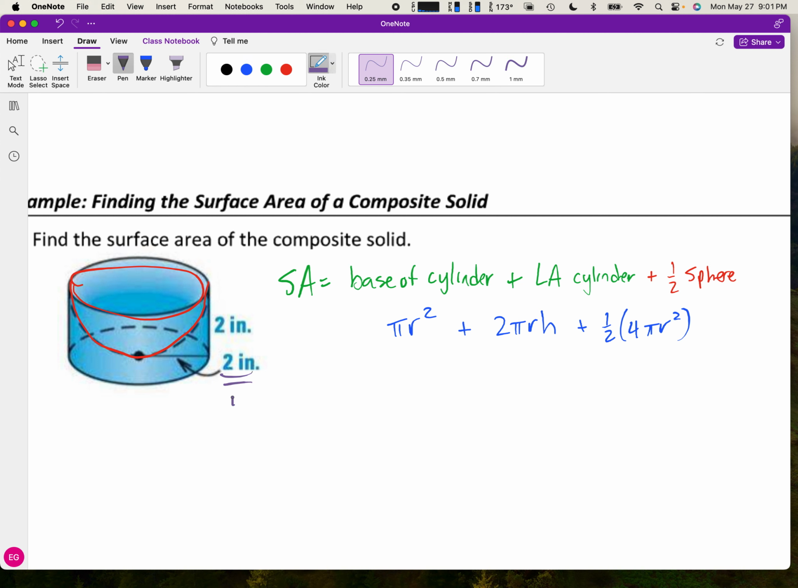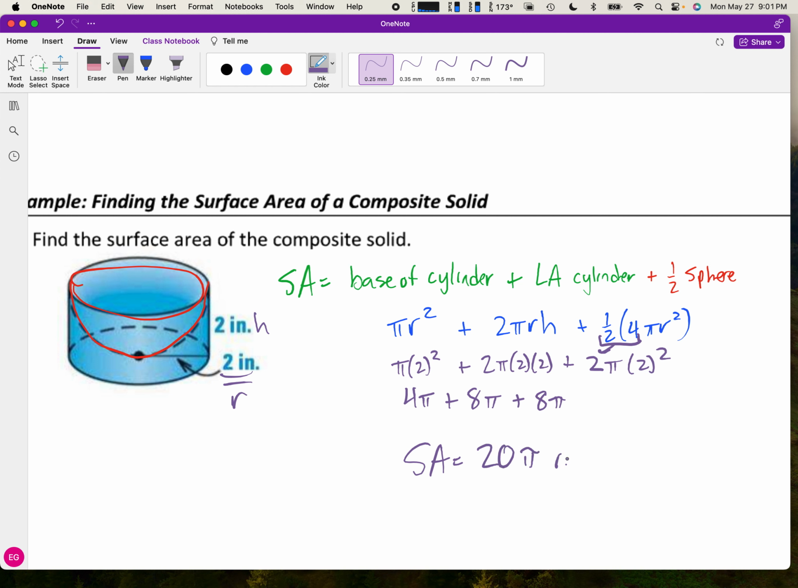So they tell us right here, our radius is going to be 2, and our height is also going to be 2. So I can say pi 2 squared plus 2 pi times 2 times 2 plus 1/2 times 4 times 2 squared. So I just did a little bit of math to save us some time and effort there. So we're going to have 4 pi plus 8 pi plus another 8 pi. I'm going to add all that up. I'm going to get that the surface area of the shape is 20 pi inches squared.